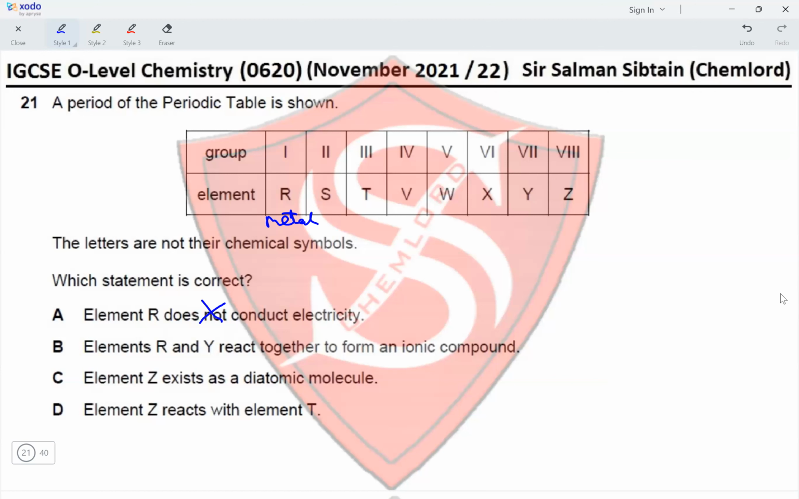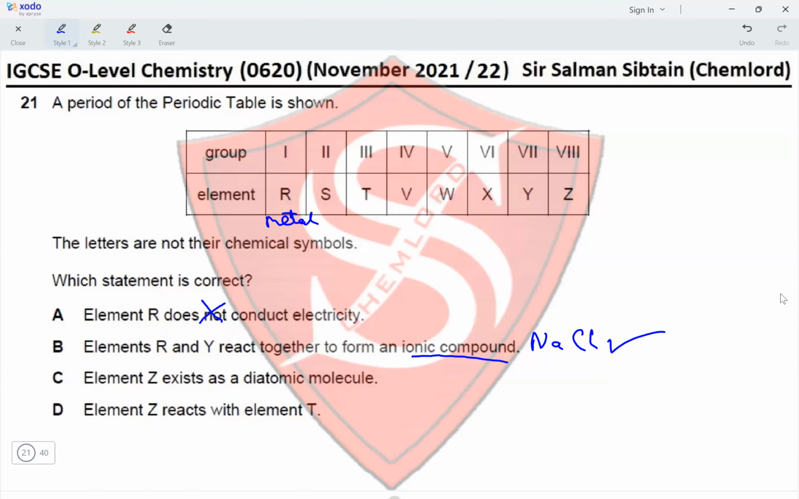Element R and Y react together to form an ionic compound. Element R belongs to group 1 and element Y belongs to group 7. So if we take an example of an actual element from group 1 like sodium and an actual element from group 7 like chlorine, sodium chloride will form, which is an ionic compound. So this statement is correct.